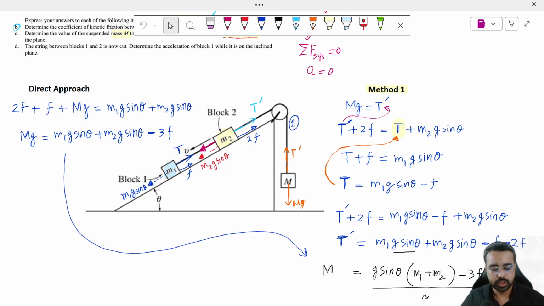Okay, students, the last question says: if you cut the string from the middle, what will happen? Now the block m1 will no more move with constant velocity, because now the forces will be unbalanced. I have to show you how it will be unbalanced, and we have to find the acceleration. We can find the acceleration by finding the resultant force, the net force, and then dividing that net force by mass. So let me show you.